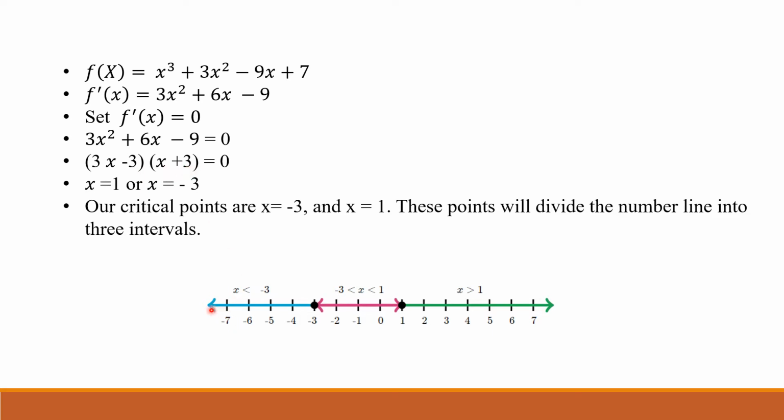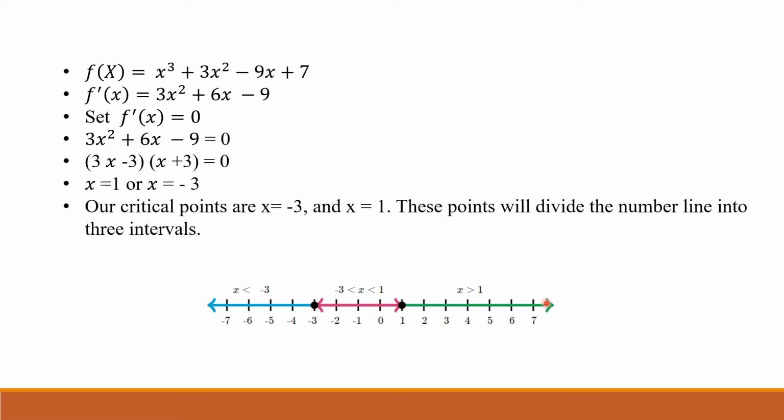So I draw my number line. I define the two critical points, x equal negative 3 and x equal 1. If you have two critical points, then you will have 3 intervals. So the first interval will be when x is less than negative 3, this part. I have another interval from negative 3 to 1. I have another interval from 1 to infinity.